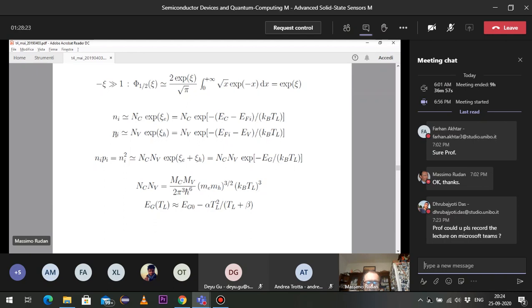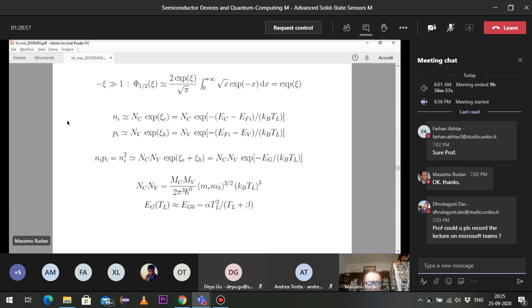Similarly, Pi is Nv exponential of psi H. That is Nv times exponential of minus 1 over kT (EF minus EV). Okay, so we have reached the conclusion that, thanks to the properties of the Fermi integrals, at least for the intrinsic semiconductor, we can use the exponential approximation of the Fermi integral.